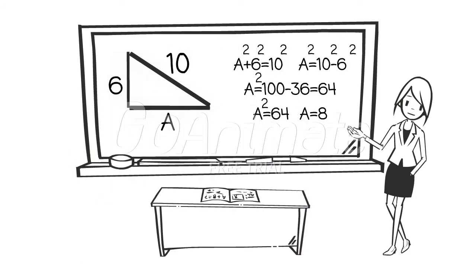When finding A, we will use the same formula as Pythagorean theorem. So write it out like this. A square plus 6 square equals 10 square. A square equals 10 square minus 6 square. A square equals 100 minus 36, which equals 64. So A square equals 64 and the square root of it is 8. So, your answer for A is 8.